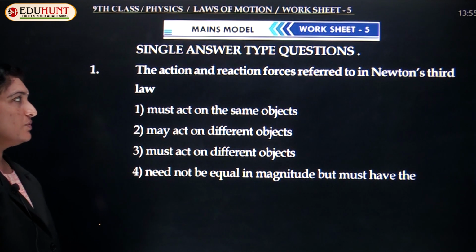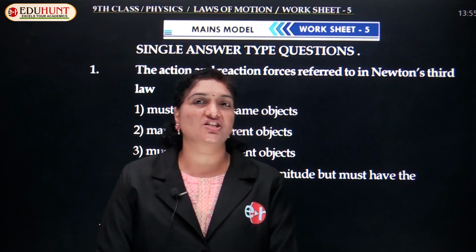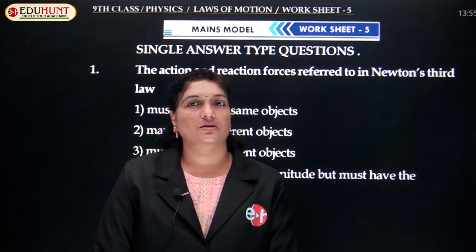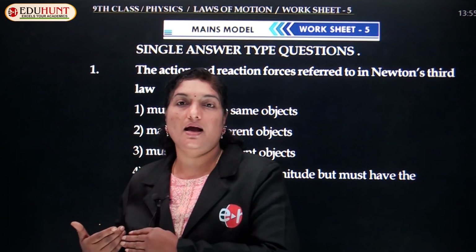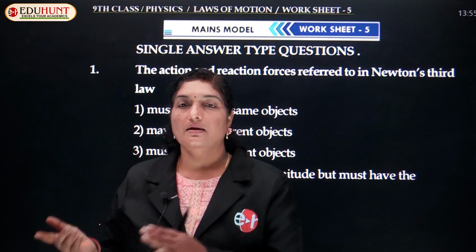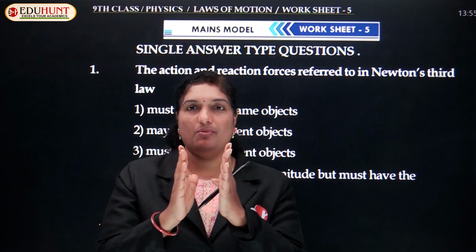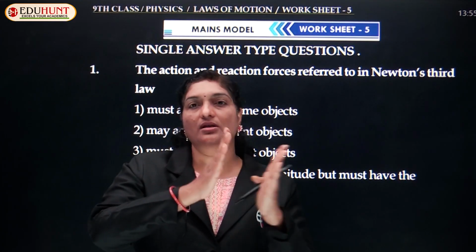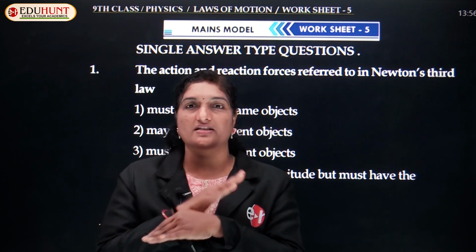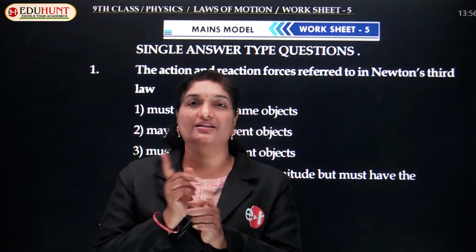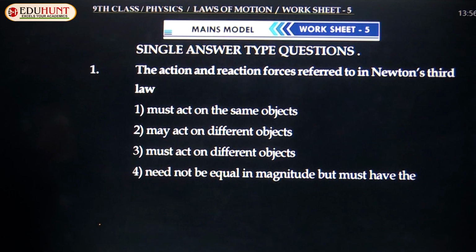The action and reaction force referred to in Newton's third law is... According to Newton's third law, for every action, an equal and opposite reaction takes place. If action happens on one body, then reaction will take place on the other body. Action and reaction take place only on a pair of bodies. If one body gives action, the other body supplies the reaction force. So action and reaction forces are equal and opposite but act on two different bodies, and this is given by Newton's third law. Now let us discuss the numericals in detail.